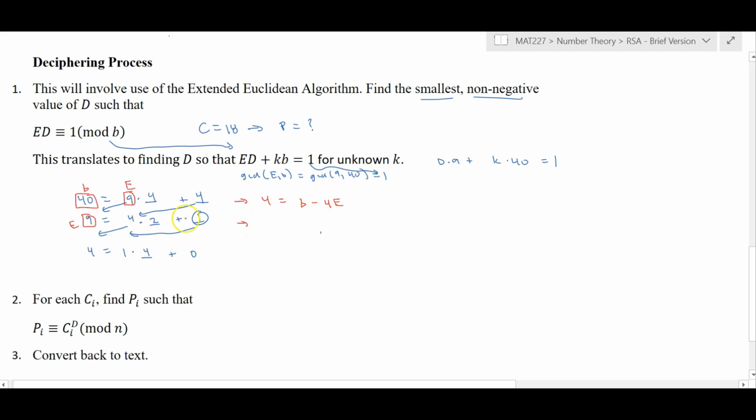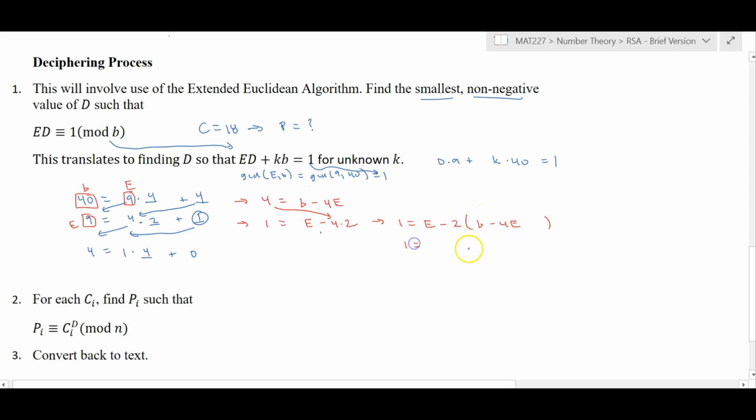In the second line, we again solve for the remainder. 1 equals E minus 4 times 2, or 2 times 4, doesn't matter. So notice that this 4 right here is the same as this 4 right here, and that's where we make our substitution. So we get 1 is equal to E minus, and I guess I'm going to write it as 2 times 4, so I can distribute the 2. And 4 is going to get replaced with B minus 4E.